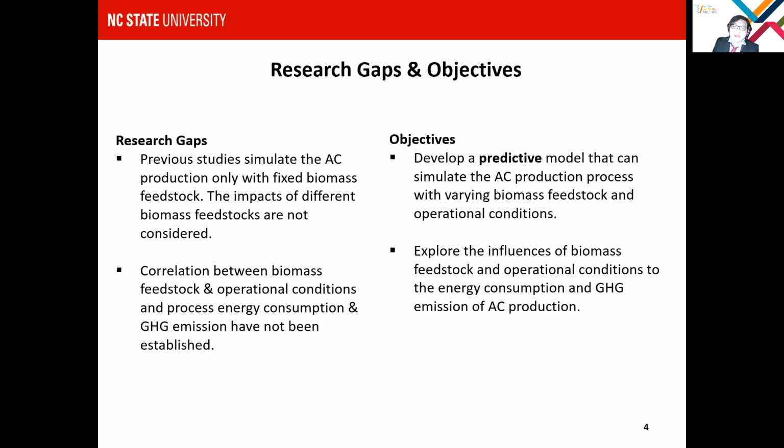For these reasons, I want to see if we use different types of biomass to produce activated carbon, what kind of effect will happen to the whole activated carbon production process? Will the energy consumption and greenhouse gas emission increase or decrease? If we can find some rules in guiding this feedstock selection or the process optimization, based on this thought, I have established the model for the activated carbon production process.